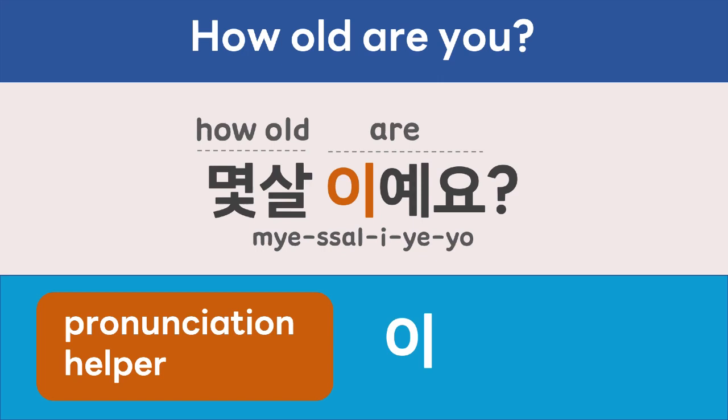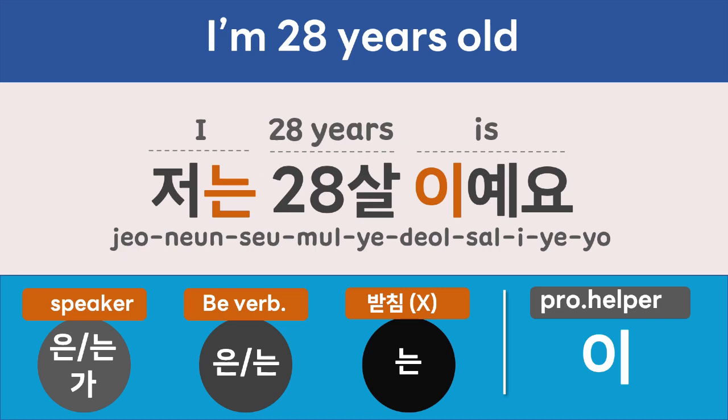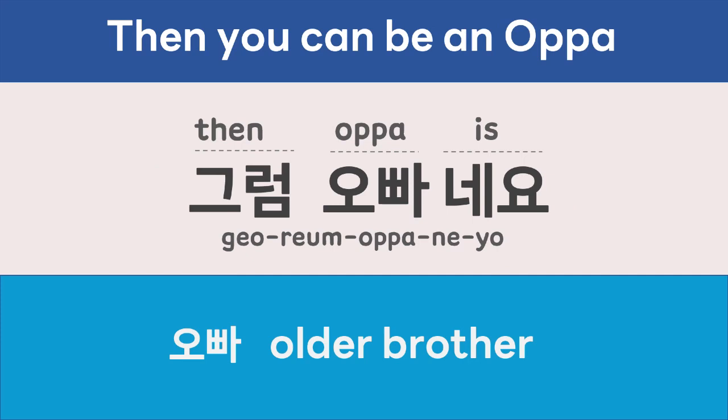How old are you? 몇 살이에요? I'm 28 years old. 저는 28살이에요. Then, you can be an oppa. 그럼 오빠네요.